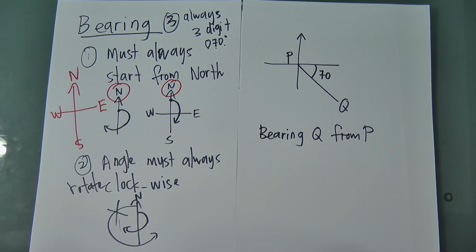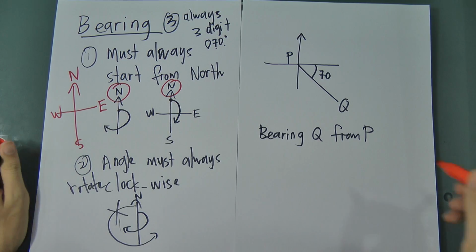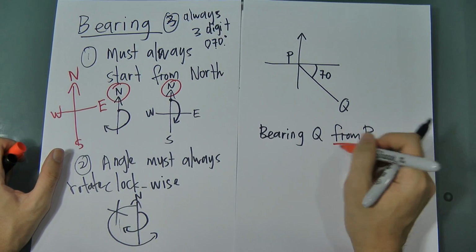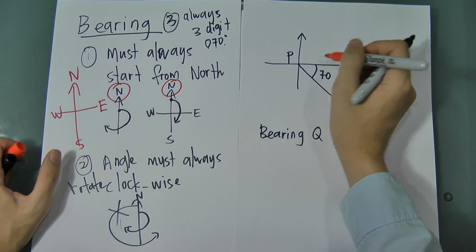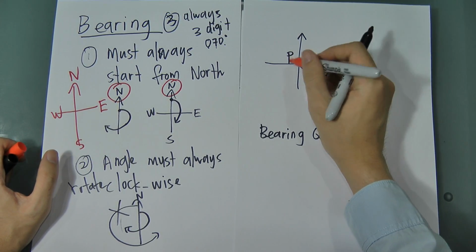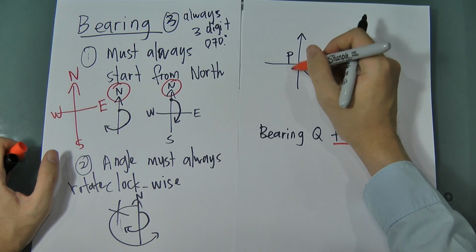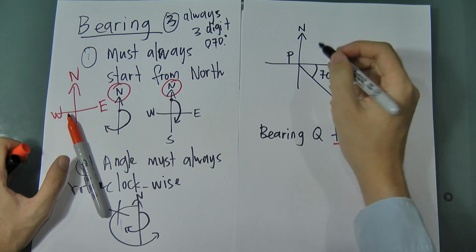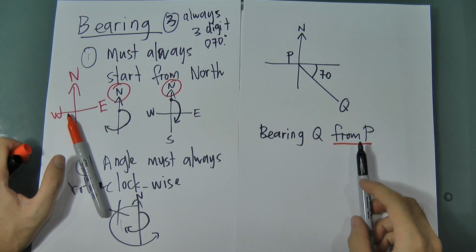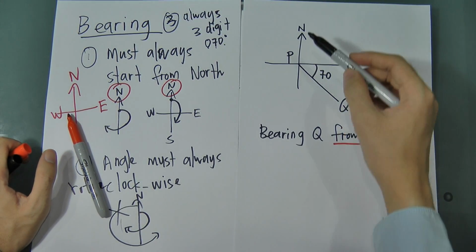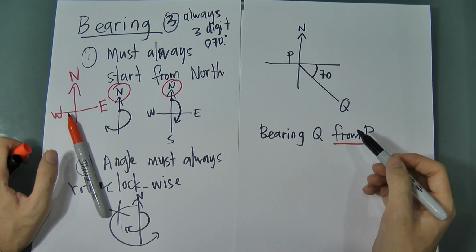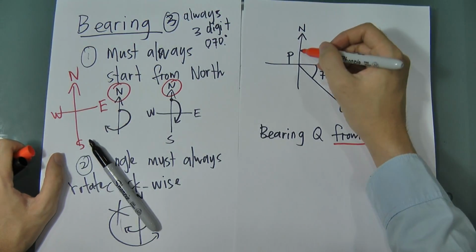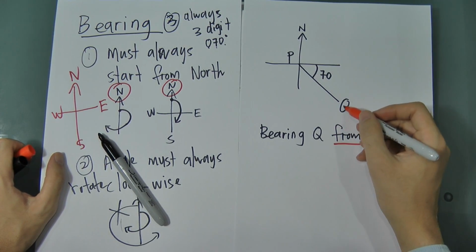The important information over here is Q from P. From P means the angle will be located at the P area. So this is from P, and the angle will start from here. Of course, this is north. The angle should always start at north, right? Start at north, and then we look at the line between Q and P.